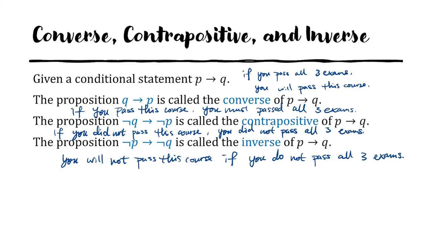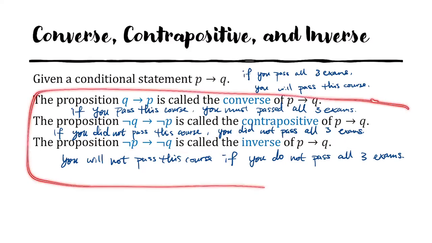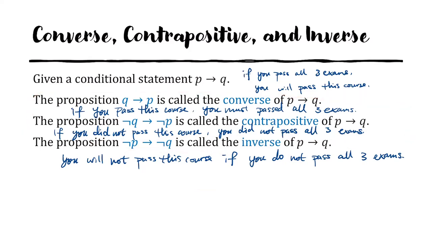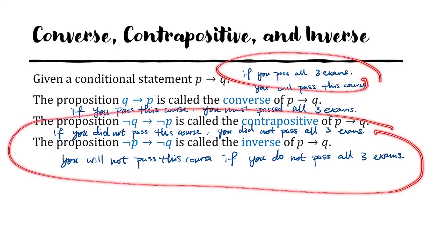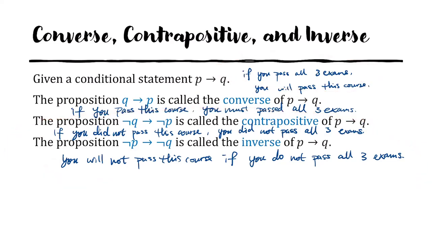Now, which of the 3 statements here have the same meaning as the implication? Okay, I see people say last 2. So if you say last 2, that means you are saying these 3 statements talk about the same thing. Okay, and I see people say only the contrapositive, or I see people say only the inverse. Okay, so let's check one at a time.